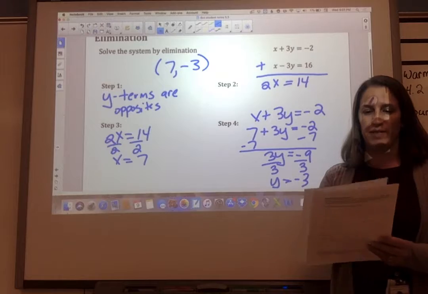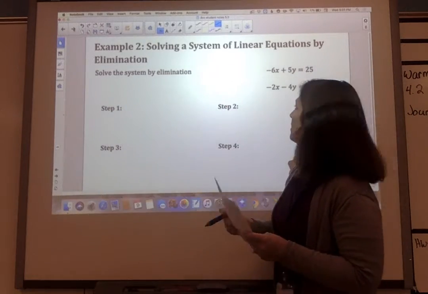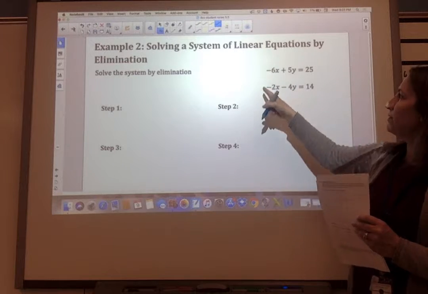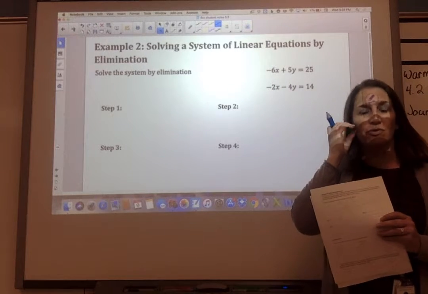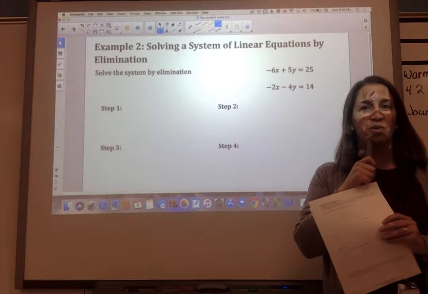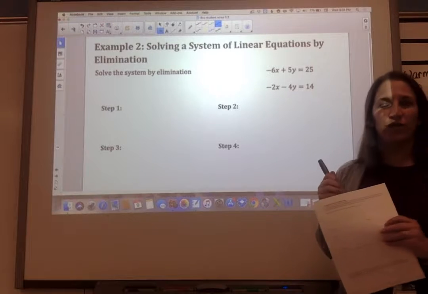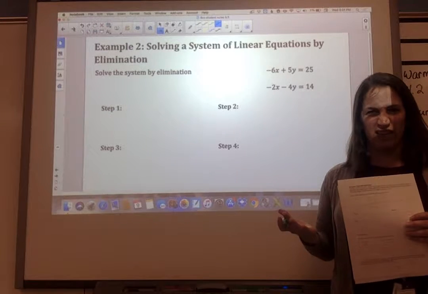All right, a lot of steps, but that wasn't so bad, right? Okay, let's try another example. Here we have another system. Here's two equations. We don't have that same luxury that we did last time where one of the coefficients for one of the variables is already the same or opposite.